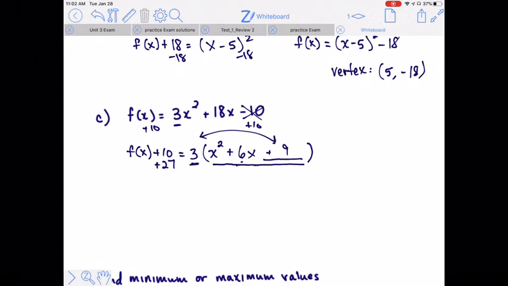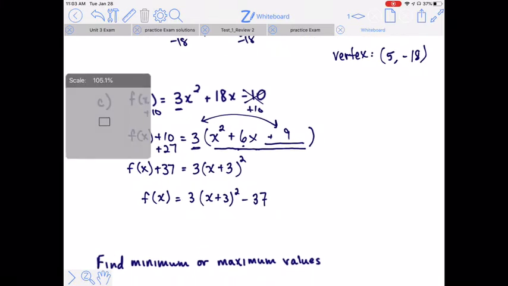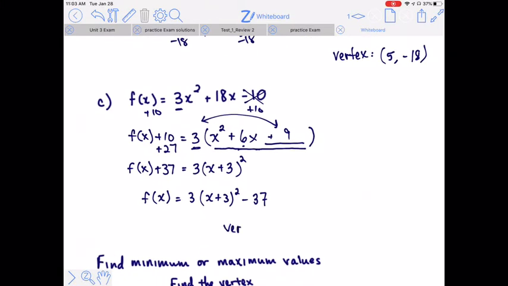So now I have f of x plus 37 equals 3 times, and then x squared plus 6x plus 9 is (x plus 3) times (x plus 3), or (x plus 3) squared. And then move that 37 back over to the right side by subtracting. And then we have the location now of the vertex. By looking at it in standard form, the vertex is (-3, -37).